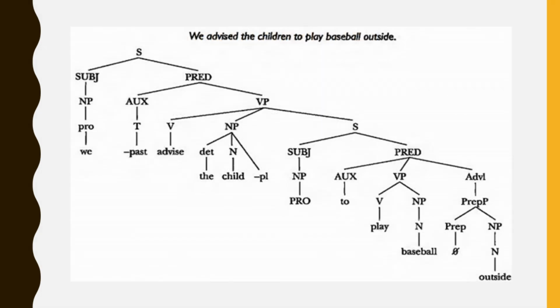We will say that there is an empty subject position whose identity is controlled or determined, in this case by the object of the main clause, and is identical to that object. We will call this empty element pro. It is not a lexical pronoun and does not show up on the surface. It merely signals that some noun phrase in the main clause functions semantically as the subject of the complement clause. The tree for the sentence "We advise the children to play baseball outside" is like this.